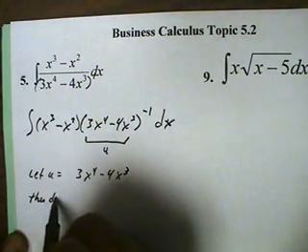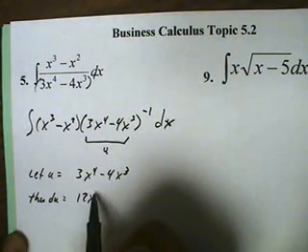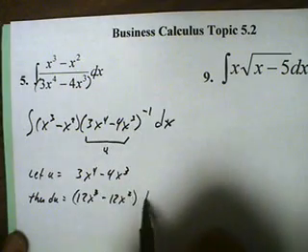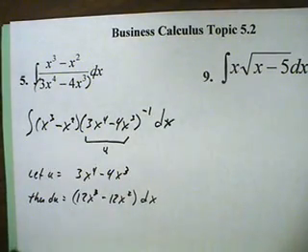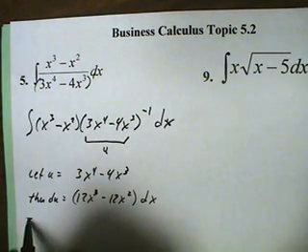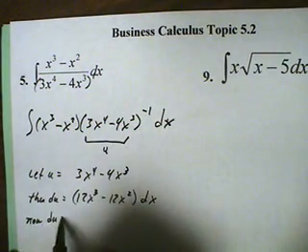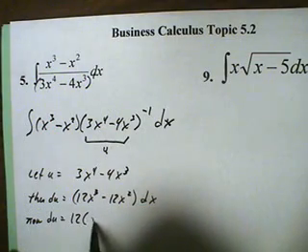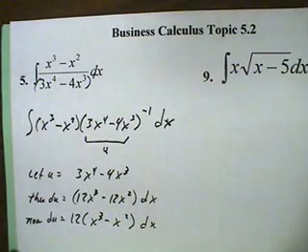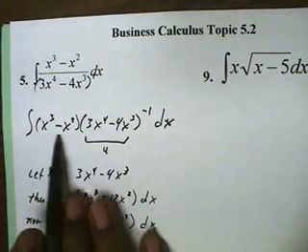Then du would be 12x to the 3rd power minus 12x to the 2nd power, all times dx. Now I'm going to factor out the 12. So now this implies that du is 12 times x cubed minus x squared times dx. You see that this is beginning to match this right here, the x, the dx, the x cubed minus x squared.